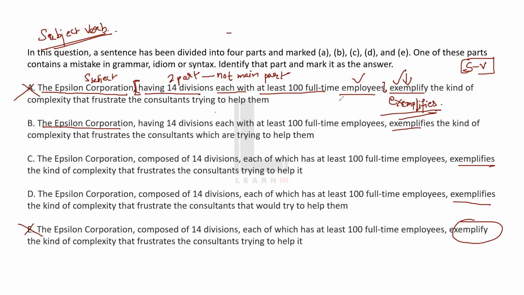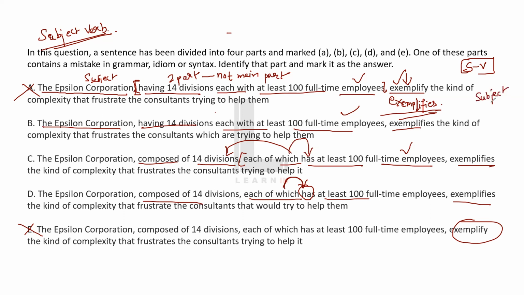Keep the count of time now. Let us see this. Exemplifies से अपने को आगे बढ़ना पड़ेगा. Okay. We have something here. Composed of 14 divisions, each of which has at least 100 full-time employees. Each of which has. Now this is a pronoun, right? Remember, subject can be a noun. I hope you know what a noun is. If you do not know, just watch a video on nouns, right? Or a pronoun.